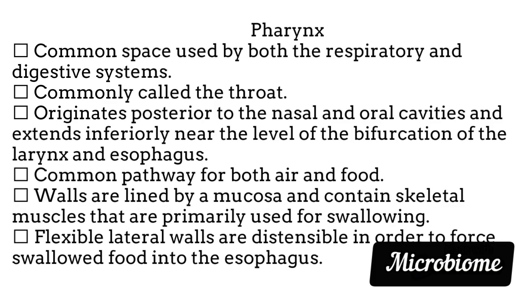Pharynx. It is a common space used by both the respiratory and digestive systems. Commonly called the throat. It originates posterior to the nasal and oral cavities, and extends inferiorly near the level of the bifurcation of the larynx and esophagus. It is a common pathway for both air and food. Walls are lined by a mucosa and contain skeletal muscles that are primarily used for swallowing. Flexible lateral walls are distensible in order to force swallowed food into the esophagus.